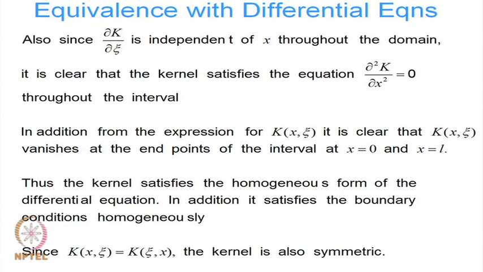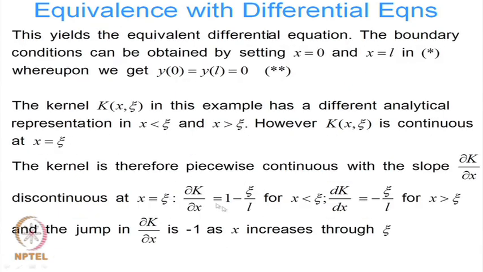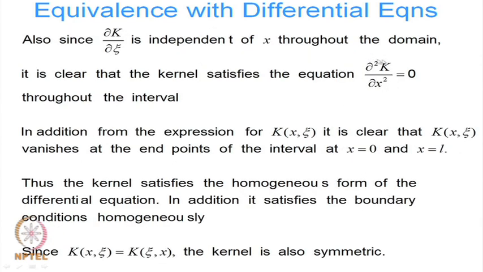Also, as you can see, in both these ranges dk dx is independent of x, so that means that the second derivative of the kernel is 0. If I take the second derivative of the kernel with respect to x, that is going to be 0 throughout the interval.